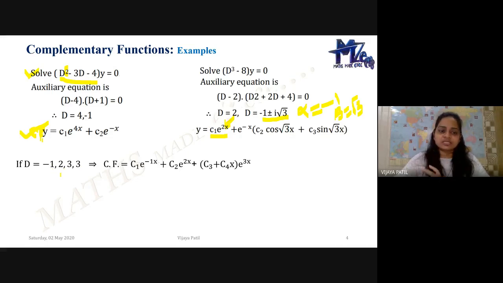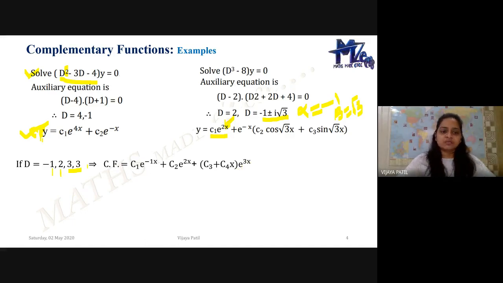So I should have 4 constants here. Now look at the root 1. First root is -1. It's not repeated anywhere. So it's C1 e to the power minus x. You can write -1x or -x, doesn't matter. Plus second root, it is 2. Again, it is not repeated and it is real also. So it's C2 e to the power 2x plus, now look at this here. They are repeated. The root is 3, but it is repeated 2 times. So if it is getting repeated 2 times, I have to introduce 2 constants there. So it's C3 plus C4x, e to the power 3x, right?